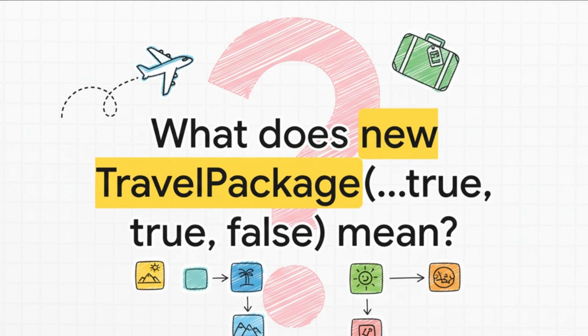Just look at this. Seriously, what on earth is this line of code trying to do? What does true, true, false even mean? Is that first true for including meals? Is the false for, I don't know, an airport pickup? Without digging through documentation, it's a total guessing game. This is the kind of code that makes you want to pull your hair out, and honestly, it's just a symptom of a much bigger problem.